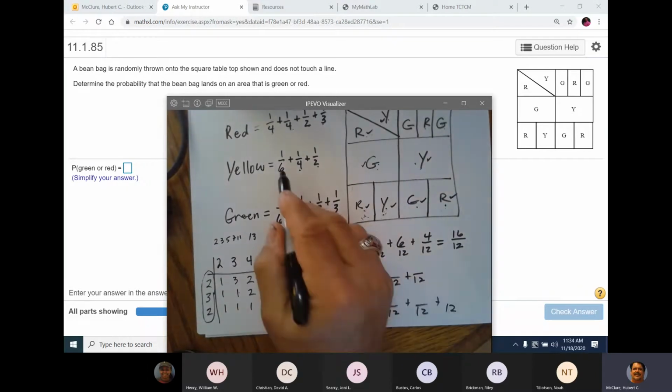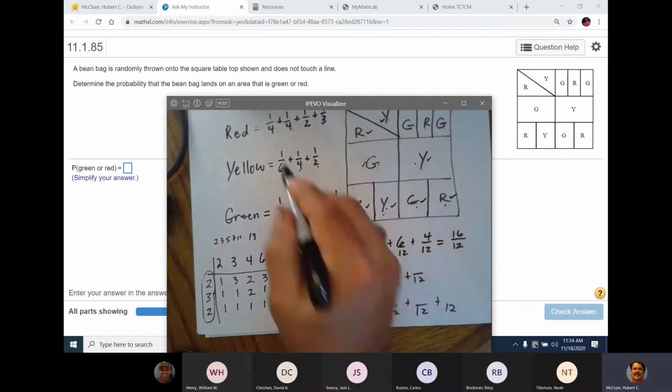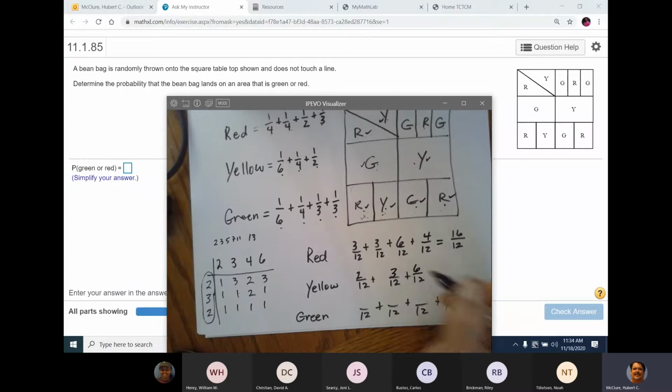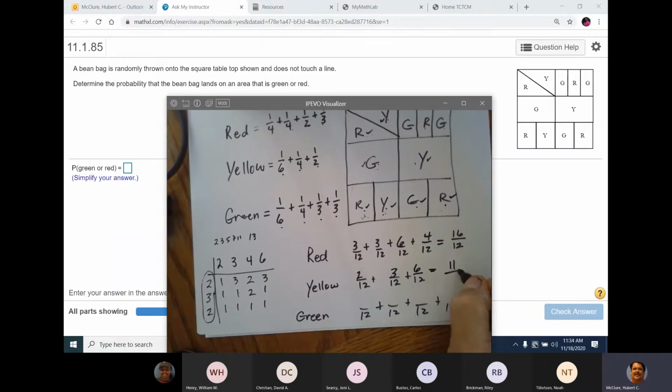Okay. 6 will go into 12. 2 times 1 is 2. So that would be a 2. Oh, I'm sorry. 4 will go into 12. 3 times 1 is 3. And 2 will go into 12. 6 times 1 is 6. And that'd be 6 plus 3 is 9, 10, 11. That would be 11 over 12.